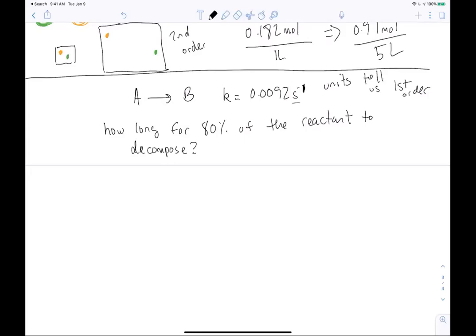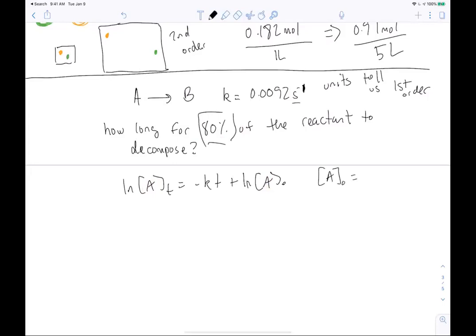We're going to use the same equation that we used before, which is the natural log of A_t is equal to negative kt plus the natural log of A_0. The one confusing thing here is that we don't have values for these, but it's asking how long for 80%. What you can do is plug in imaginary values. It doesn't matter, 80% of anything will give us the correct answer. So we can set A_0 to some arbitrary amount. It makes sense to set it to 100 because that makes the math easy. And we want to know how long before 80% of it is decomposed. So at whatever time t is, when 80% of A_0 is gone, we'll have only 20 left over. And then we can just solve for that.